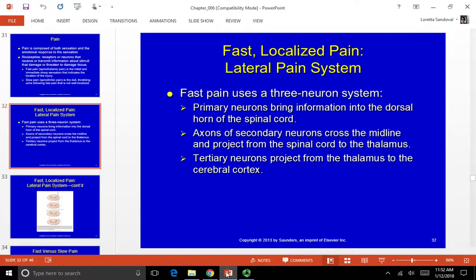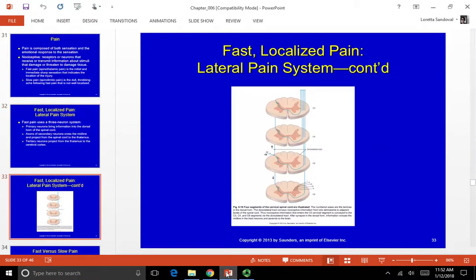The fast localized pain is the lateral pain system using a 3-neuron pathway. Primary neuron brings information to the dorsal horn of the spinal cord. Axons of the secondary neurons cross the midline and project from the spinal cord to the thalamus. The tertiary neurons project from the thalamus to the cerebral cortex. So that's our fast pain, spinothalamic pain. Here's the little pathway.